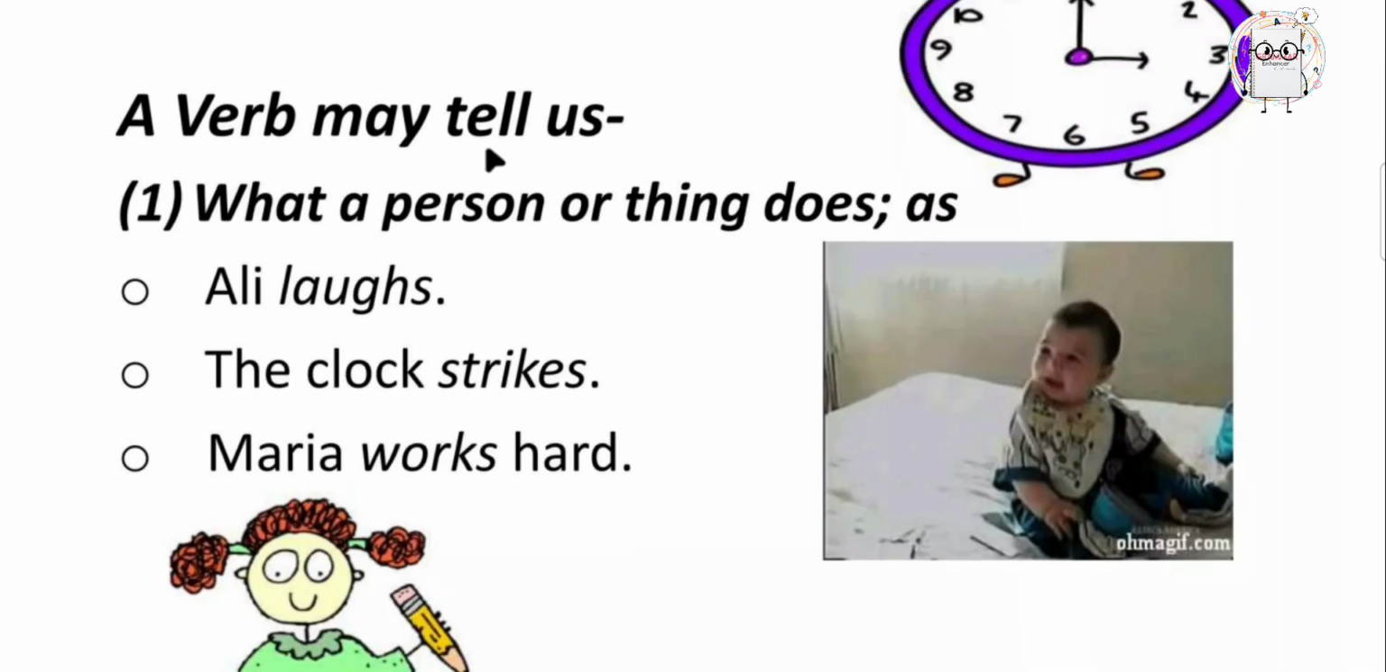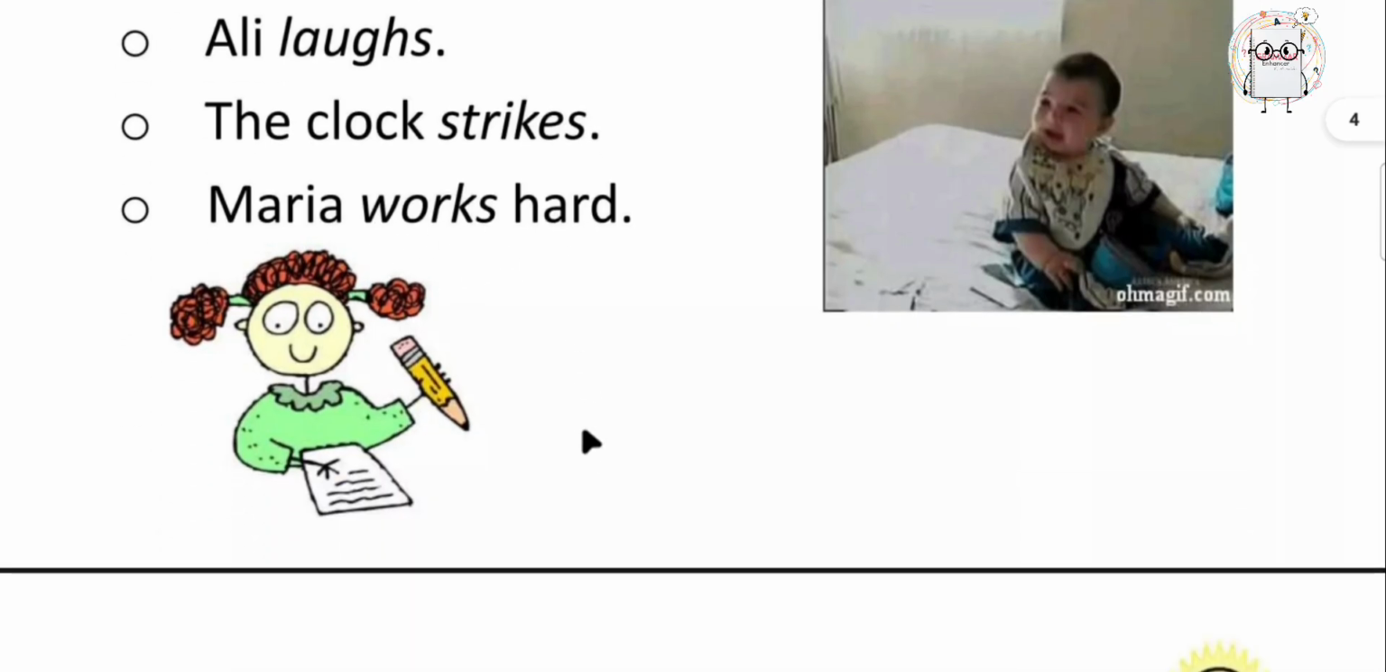A verb may tell us what a person or thing does. जैसा कि मैंने आपको पहले बताया कि वर्ब हमें किसी भी व्यक्ति या वस्तु के द्वारा किए गए कार्य को बताती है. जैसे Ali laughs, अली हंसता है, so laughs is a verb here. The clock strikes, strikes is a verb here. Maria works hard, works is a verb here.